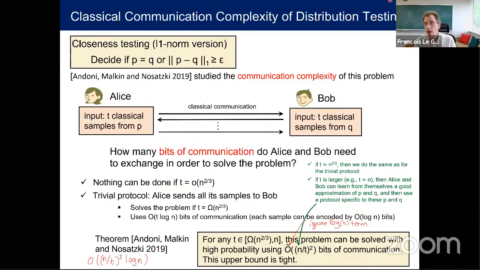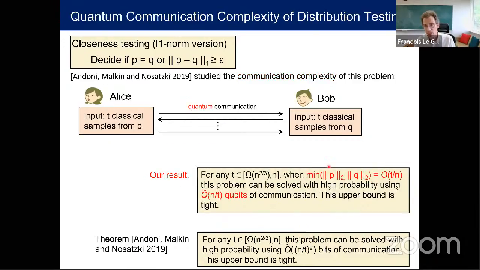So this is a classical setting. And what we do, we consider the same setting, except that we allow Alice and Bob to use quantum communication. So all the samples are classical. Classical samples here and classical samples here. And only the communication is quantum. And we show that you obtain a quadratic improvement here. You can reduce quadratically the communication needed if P and Q satisfy this condition.